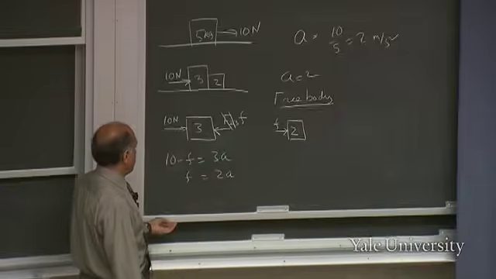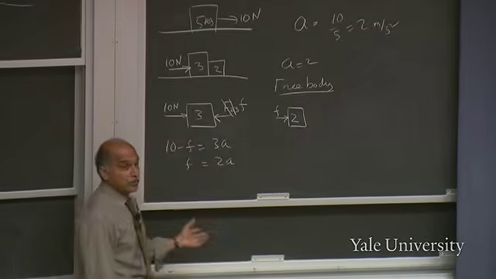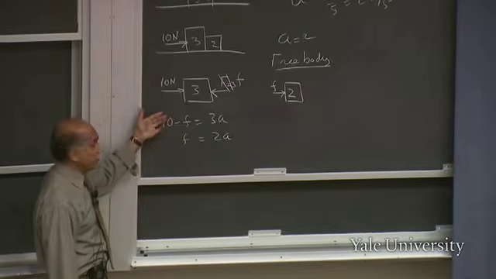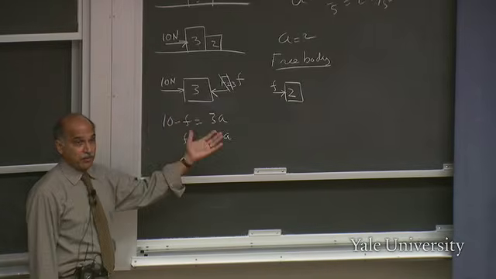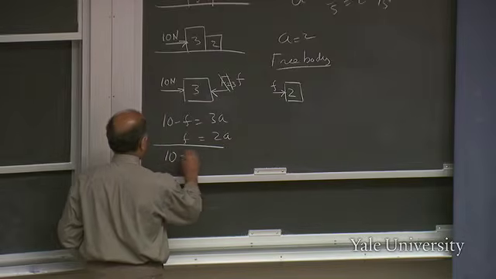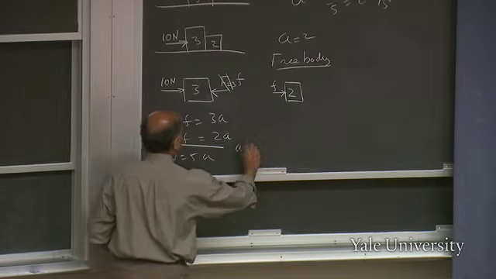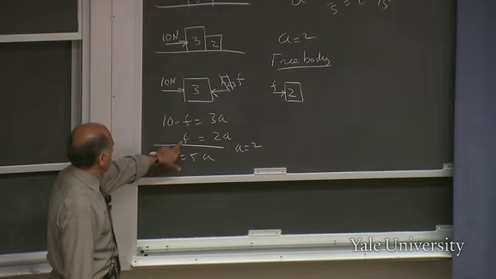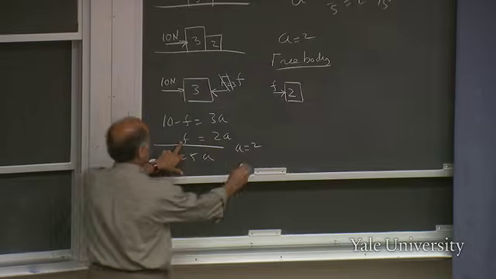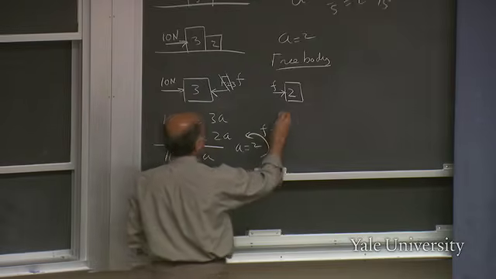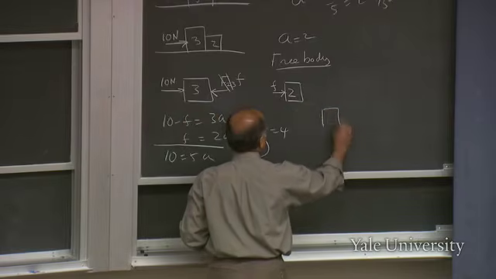So once you got this, you realize what you got to do, right? This equation is begging you to be added to this equation. You got a plus f and a minus f, so you got to do what you got to do. You add the two, you get 10 equals 5a, and you get a equals 2. Once you got a equals 2, you can go back and realize here that f is equal to 4. And so you got really 4 newtons. Now we know the full story.